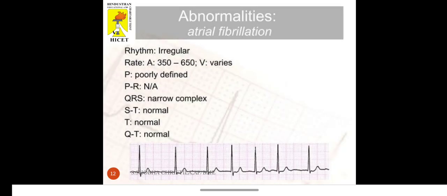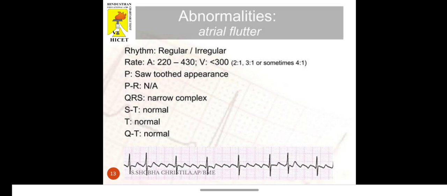Now we will see the abnormalities of the atria, that is atrial fibrillation. When a person is having atrial fibrillation, the rhythm will be irregular. The rate of atria with ventricles varies. And P is not clearly defined, and PR is not available. QRS is very narrow, ST is normal, T is normal, and QT is normal.